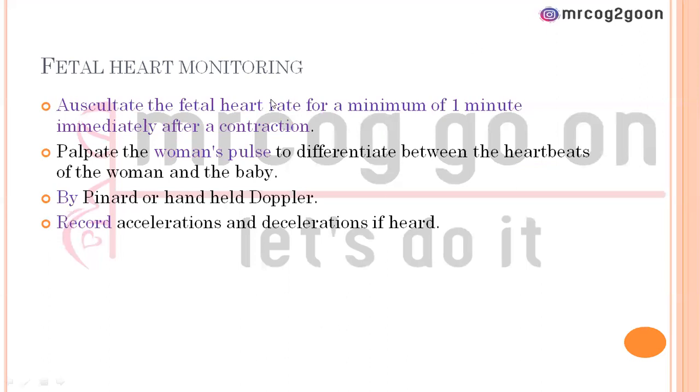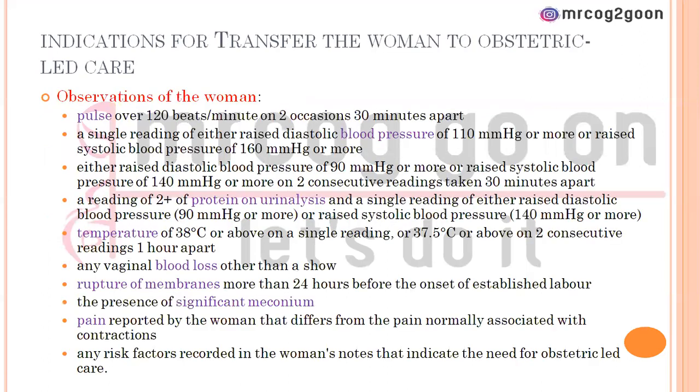This is how we measure it. The second thing, you put your hand on the mother's pulse to differentiate between her pulse and the baby's pulse. And anything you find, acceleration, deceleration, anything, record it. Put it in her record. Okay.